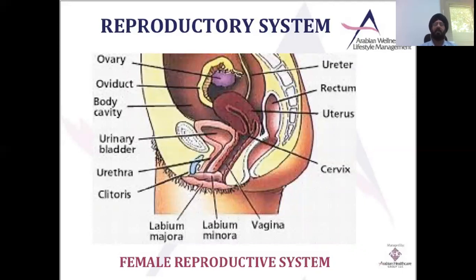Now comes the female reproductive system. The female reproductive system is a group of female sex organs such as the ovaries, uterus, and fallopian tubes. What are ovaries? Ovaries are small glands, the size of an almond, located on both sides in the pelvic cavity beside the uterus.